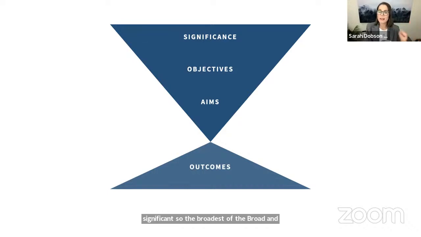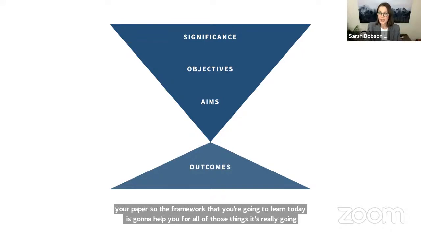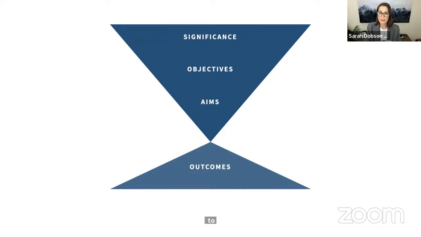And I hope by the end of today's lesson, you'll understand why it's so important to provide that context and to start as broadly as we do. But there is a fine line. We don't want to go too broad. And this is one of the big mistakes that I see in a lot of Aims pages, a lot of introductions in the actual body of the grant, and of course, even in your papers. So the framework that you're going to learn today is going to help you for all of those things. It's really going to help you situate your work in a way that's also going to get your readers as close to the action and as close to the excitement as possible.